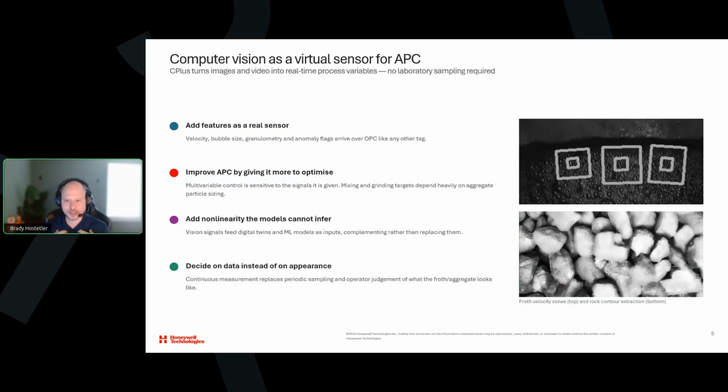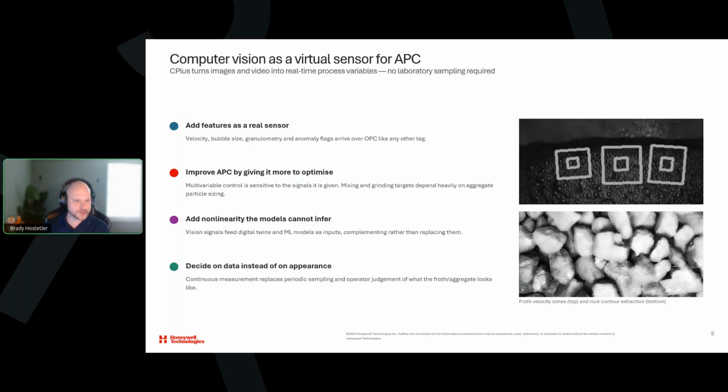And multivariable control is sensitive to what you feed it. So those grinding and mixing targets in your plant depend heavily on aggregate particle sizing. Most controllers today, they're inferring that from mill power and bearing pressure and maybe some other variables. So it's an inference rather than a direct feed of particle sizing.